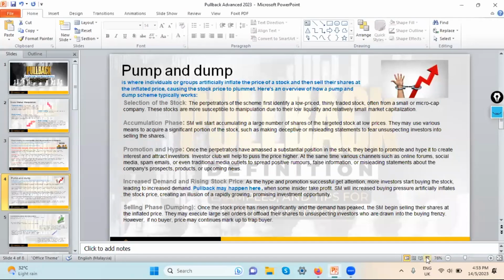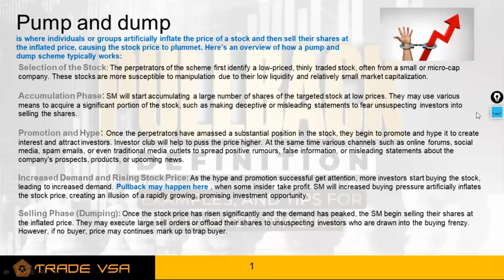So let's go back to the slide. In the whole process, for this time the class will focus more on how all these smart money operate and what they did.